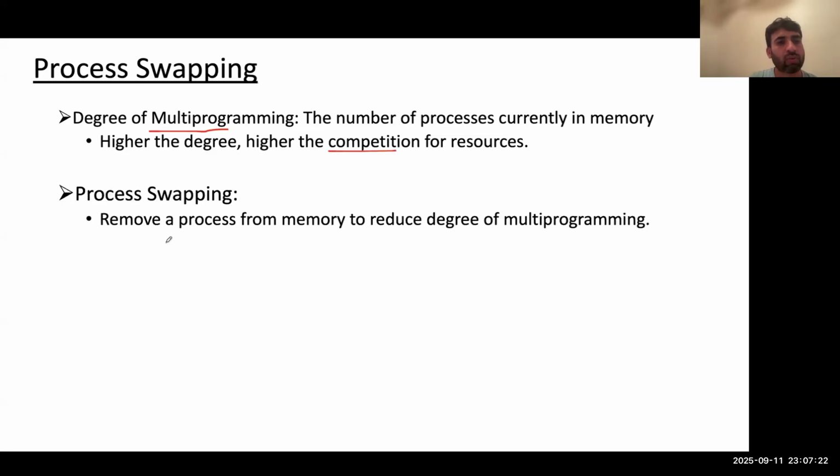Process swapping is the situation where we remove a process from memory to reduce the degree of multiprogramming. For example, if you have overcommitted the memory, or your memory size is not enough to support a given number of processes, you want to free up some memory, so you move some processes out from memory to the disk, which basically means you are converting them back to program form.